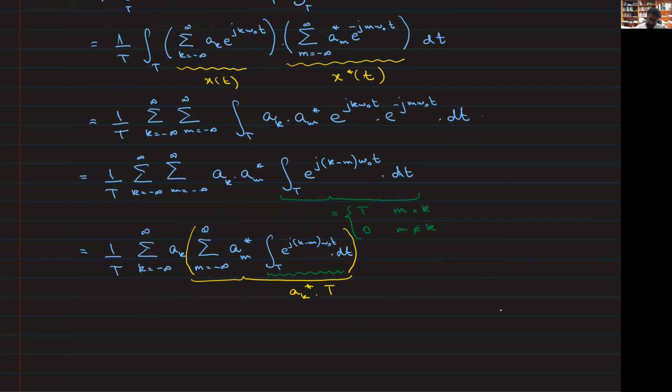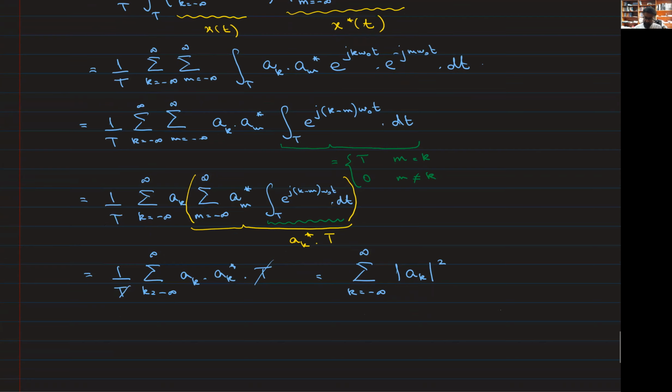So then I get 1 upon T, and this is summation k going from minus infinity to plus infinity, a k times a k conjugate times capital T. This capital T cancels with this, and this is k going from minus infinity to plus infinity, absolute value of a k squared, right? So what we've essentially done is proved what Parseval proved so many years ago, right? I don't exactly remember off the top of my head kab tha ye, but many, many years ago, right?